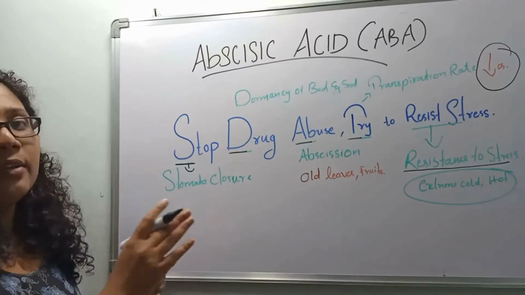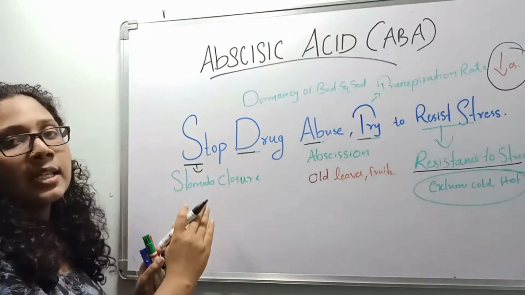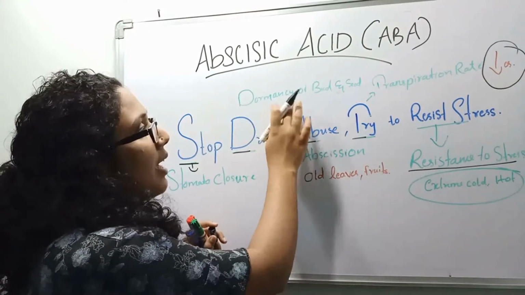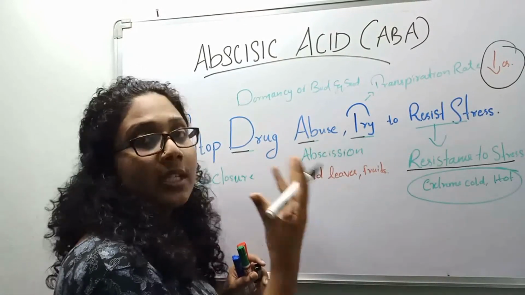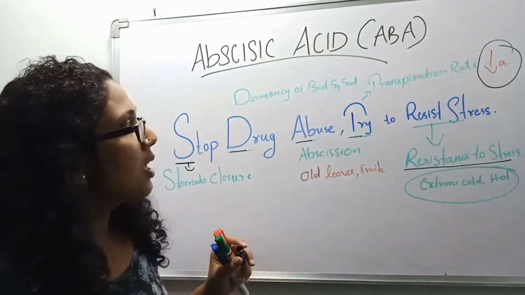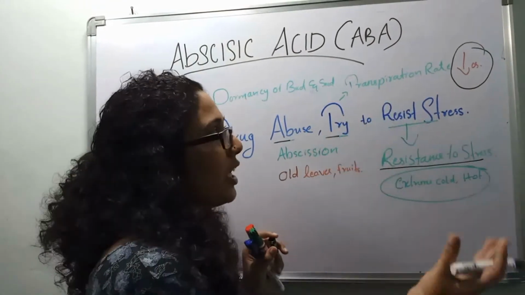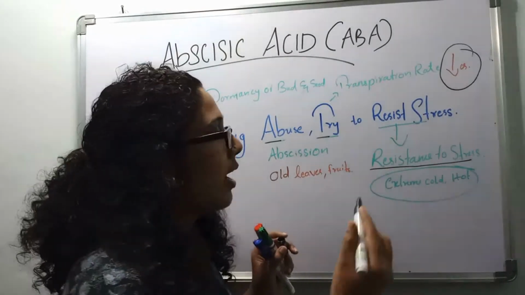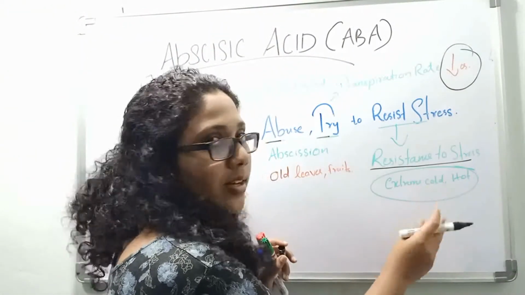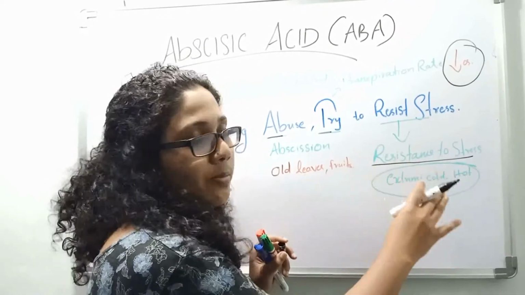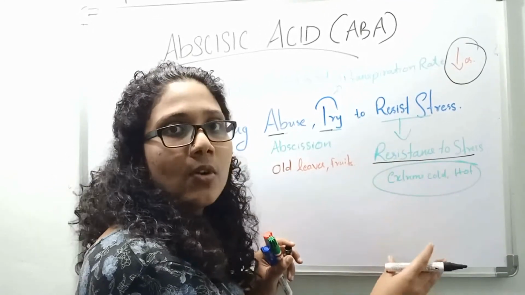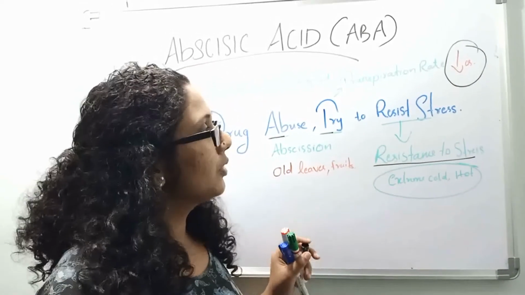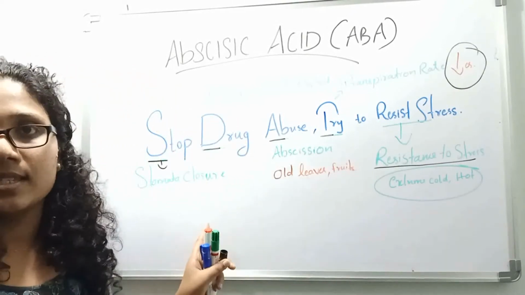Once again, the main functions of abscisic acid: it helps closure of stomata, promotes dormancy of bud and seed, helps abscission of old leaves and fruits, decreases transpiration rate, and helps resist stress like extreme cold and heat. So it is also known as the stress hormone. Therefore, it is a kind of plant growth inhibitor. This is about the hormone abscisic acid.